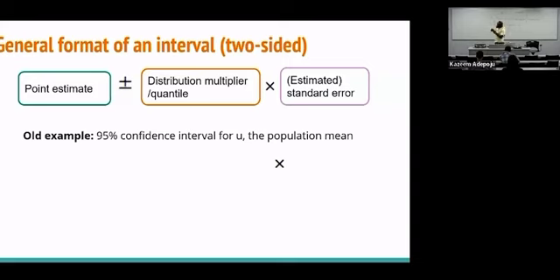So what that means is, if I have 100 intervals, the true value of the parameter will lie in 95 out of 100 intervals. That is what we mean by 95% confidence interval. Okay, so now take a look at this.